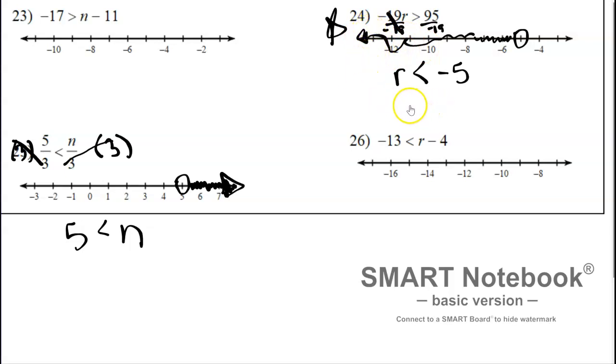Now you guys in your notebooks, same thing, you do a number line. You got your -5, open circle, and you just tell us which way you're going. Any number less than. And you keep it simple, okay?